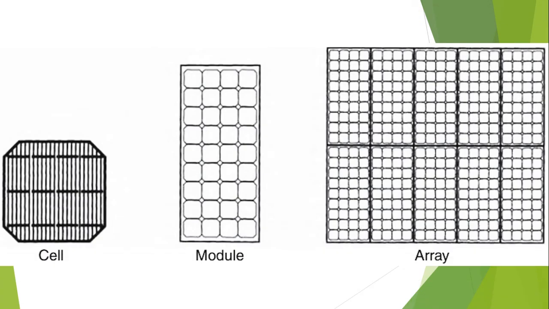So this is the example of the array structure, module and cell. This is the basic cell. The cells are joined to form a module, and module may consist of different number of cells that are connected in series and parallel connection, and then the module is embedded into this array, and different number of modules may be present in an array.